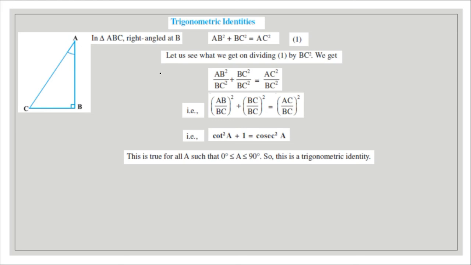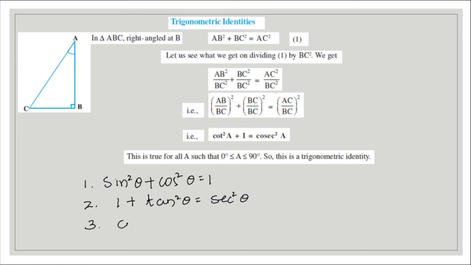So you should have the three trigonometric identities in your mind, namely, first one, sin square theta plus cos square theta equal to 1, if the angle is represented as theta. Second identity is 1 plus tan square theta equal to secant square theta. And the third identity is cot square theta plus 1 equal to cosecant square theta.